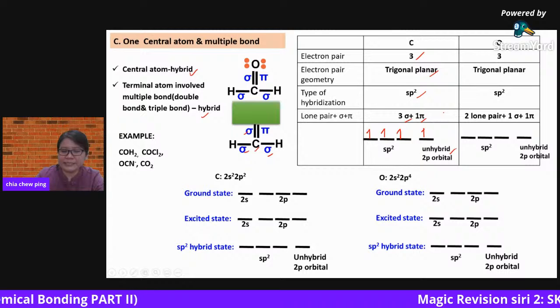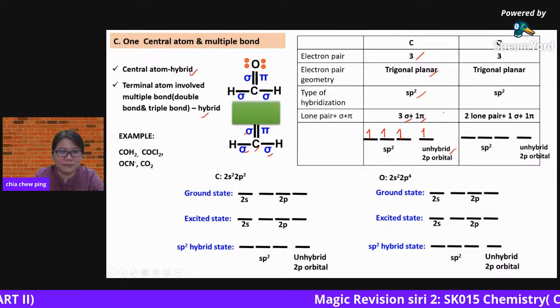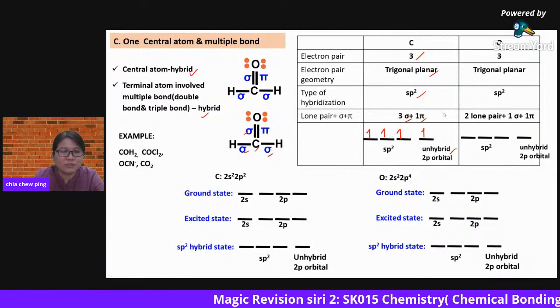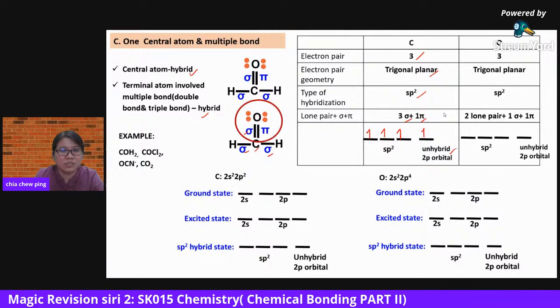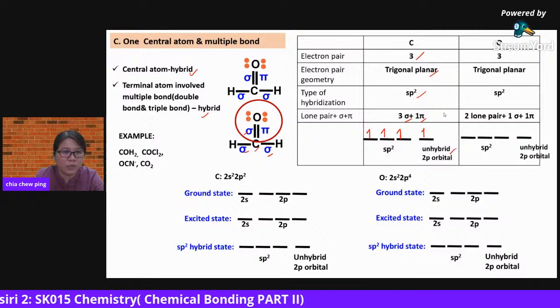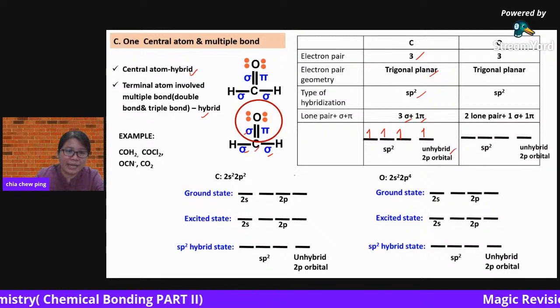After we analyze the carbon, how about the oxygen? Hydrogen does not need to be hybridized because it has a single bond, but oxygen is involved in the double bond. So this terminal oxygen, involved in the double bond, is involved in the hybridization.